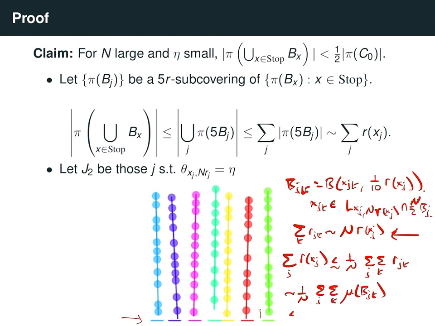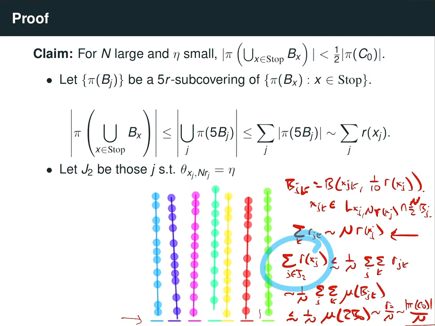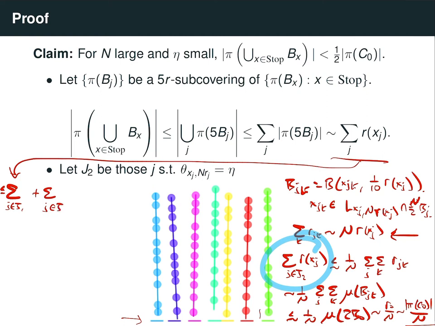So that means that this is at most some constant times 1/n mu of 2B_0. By Ahlfors regularity, this is comparable to r_0/n, and this is comparable to the measure of the projection of C_0 over n. But now we can just pick this number n large enough so that this sum over j in J_2 we can make as small as we wish. So finally, what we've shown is that the sum over r_j is less than or equal to the sum over j in J_1 plus the sum over j in J_2. And we can make both these sums as small as we wish with respect to the projection of C_0.